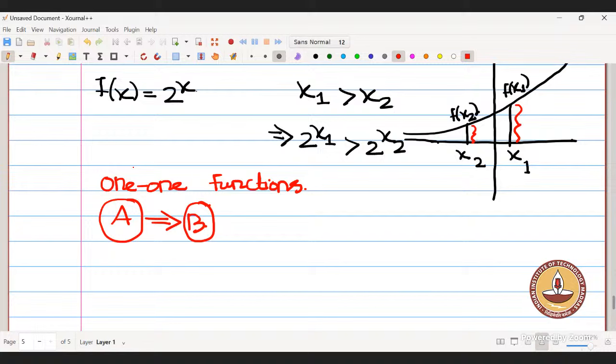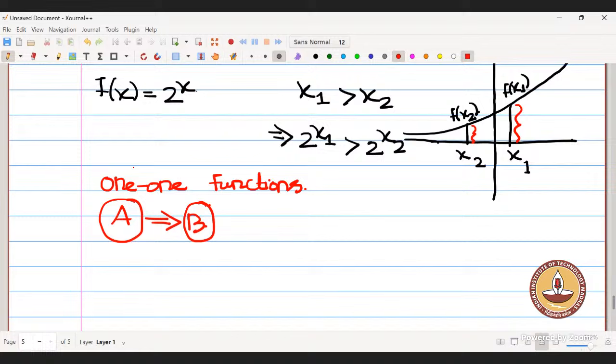Excuse me, sir. Can I identify increasing and decreasing functions by the derivative rule? If you want, you can. If the derivative is greater than 0, then you can say that the function is increasing. If the derivative is less than 0, then you can say that the function is decreasing.